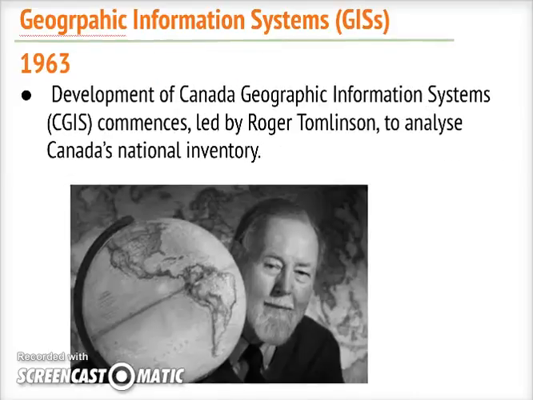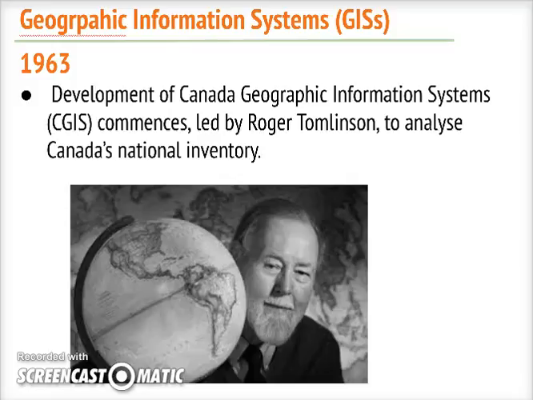Okay, after computer science, let's talk about geographic information science development. This is the new chapter for GIS science. It's very important. In 1963, the development of the Canada Geographic Information System, CGIS, led by Roger Tomlinson. And as we know, he is the father of GIS.